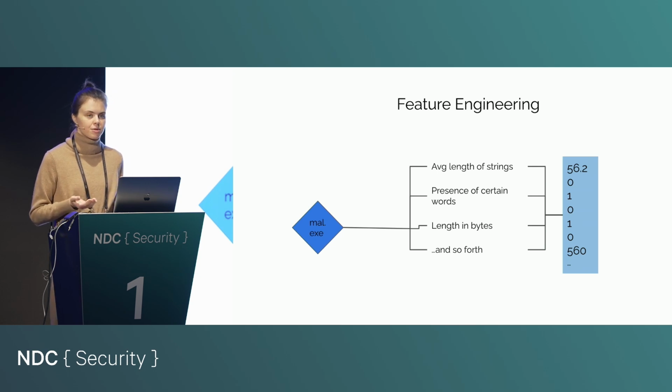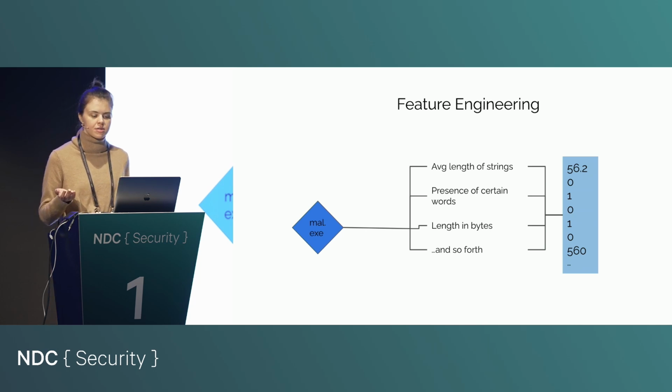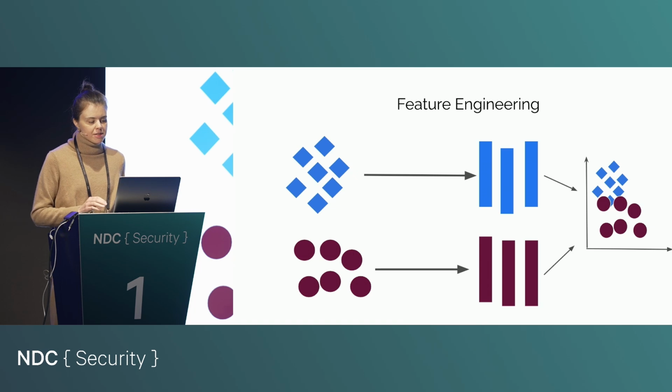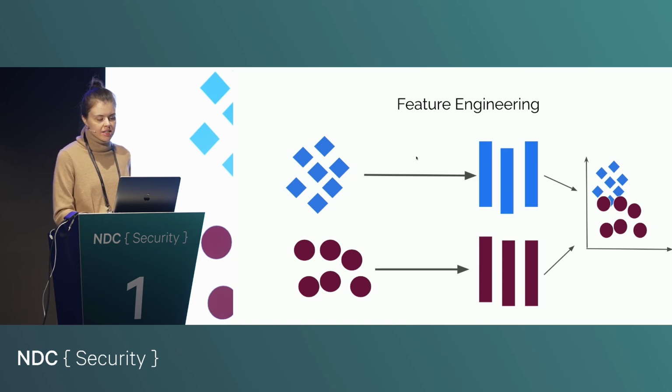Some examples that you would potentially compute if you were trying to build a model to detect malware would be the average length of strings in the malware, the presence of certain keywords that are known to be associated with malicious activity, its length in bytes, some libraries that it imports, and so forth. And at the end of this feature engineering procedure, what you have is a sequence of numbers for each of these, and they become what we call a feature vector. So you repeat this procedure for your benign examples, these blue ones, and then your malicious examples, these red ones. You process them both in the same way, and you get these numerical vectors out of them.